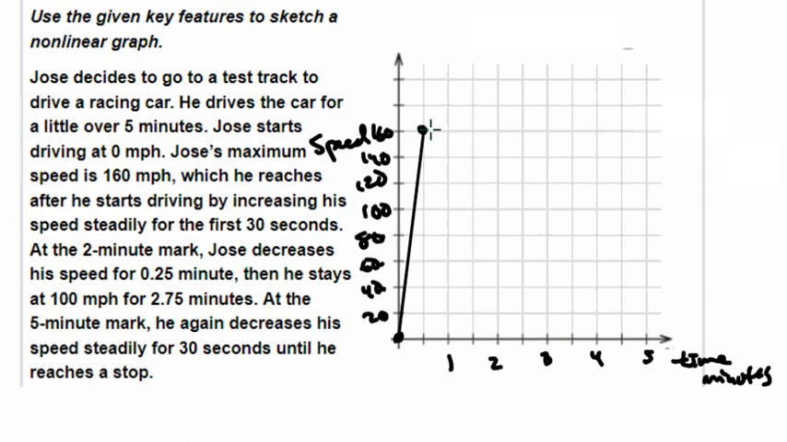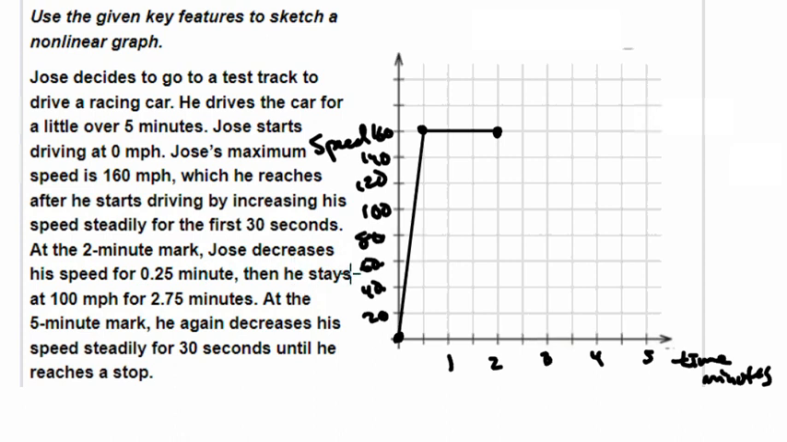And he's not speeding up anymore. So the 2 minute mark puts us right here, because I'm just looking down here. We've got 1 minute, 2 minutes, and we want to move our line over. He's driving steadily, so here he goes. At the 2 minute mark, he decreases his speed for 0.25 minutes.